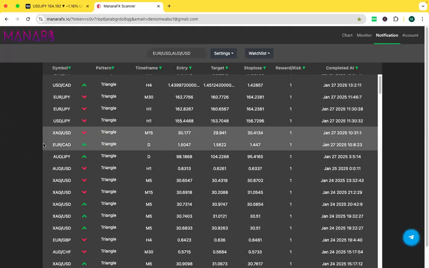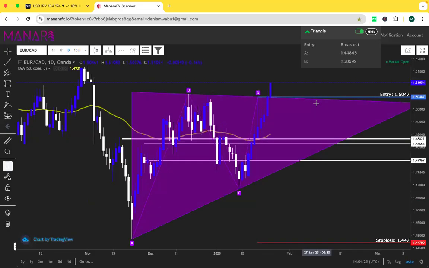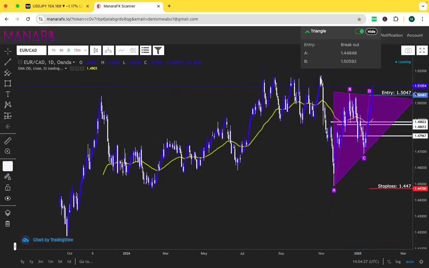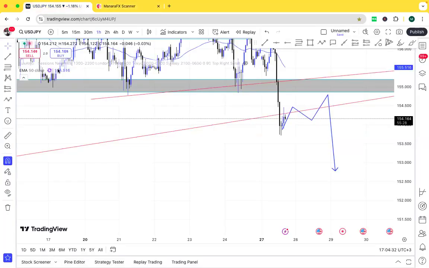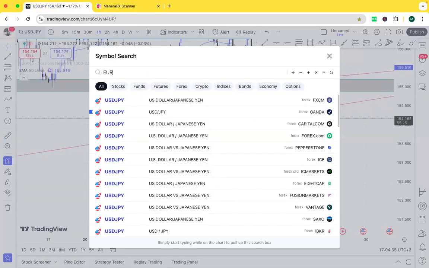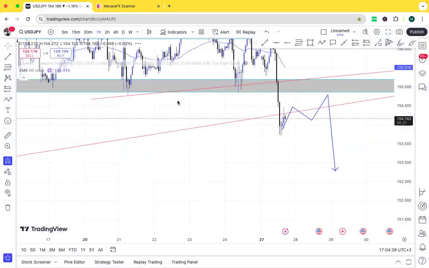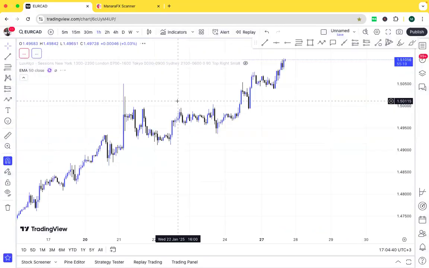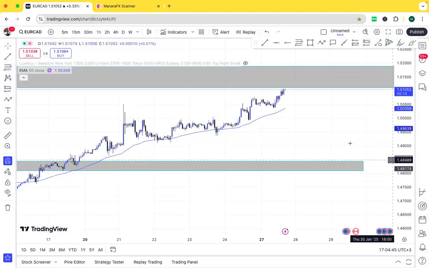Let's see, EURCAD on the daily time frame. So it's telling us to buy EURCAD on the daily time frame. So guys, as we finish up the live session, the Manara offer. So EURCAD, this one you can see this is a good trade.